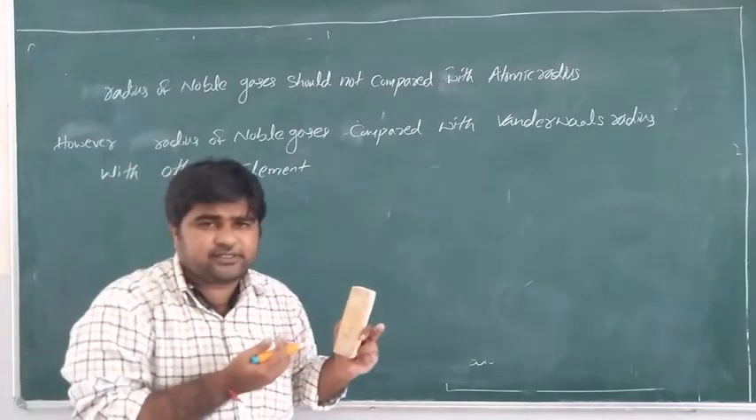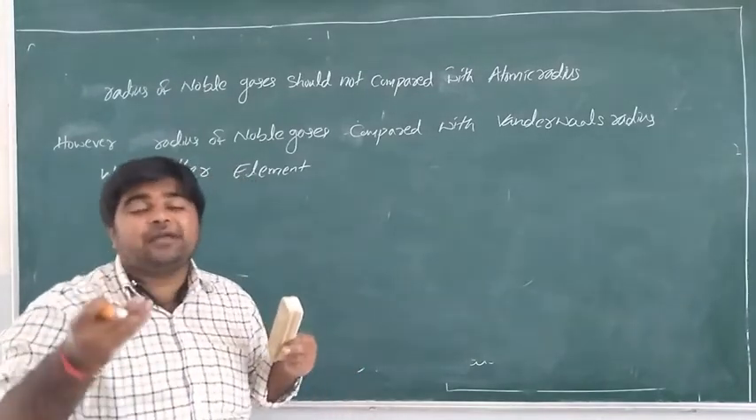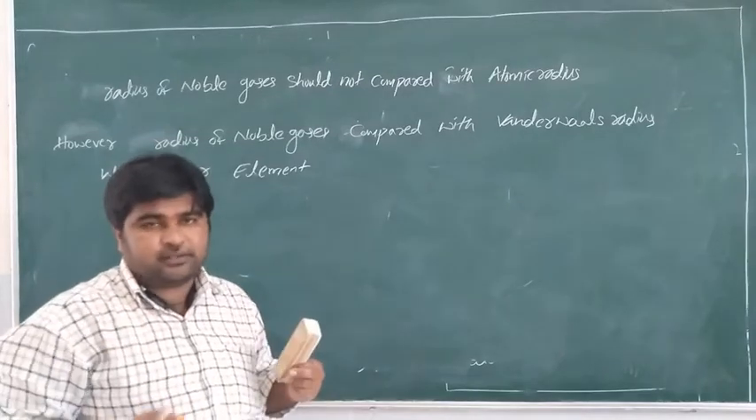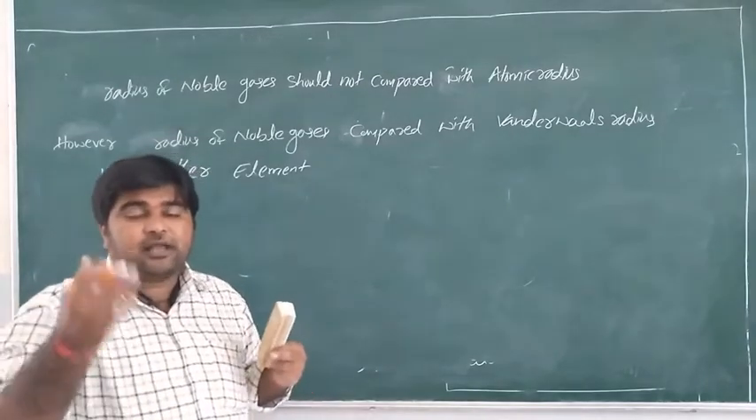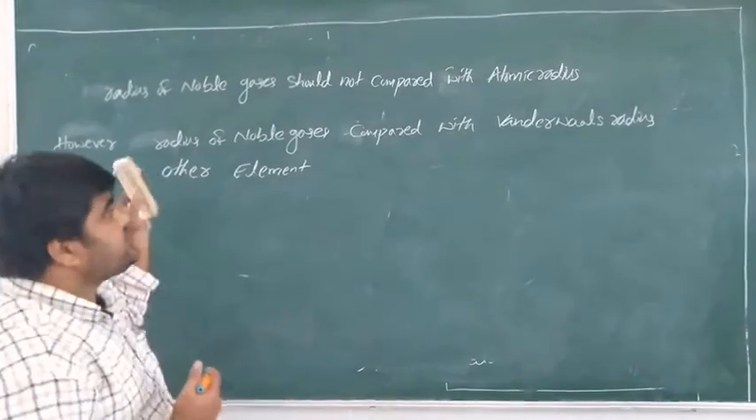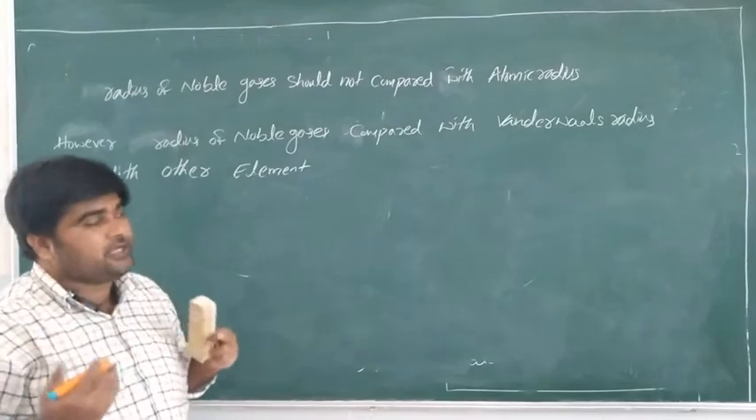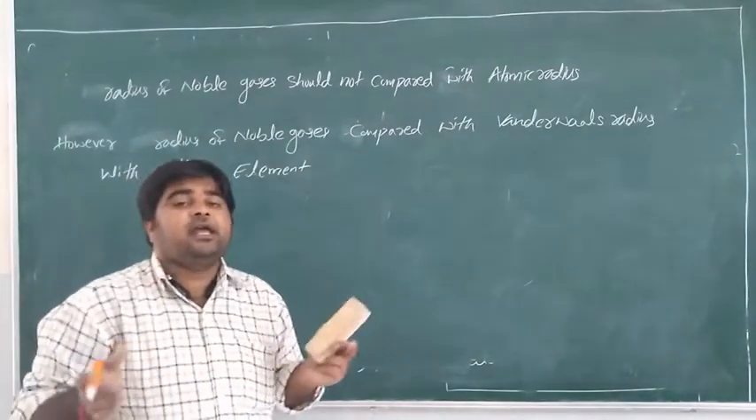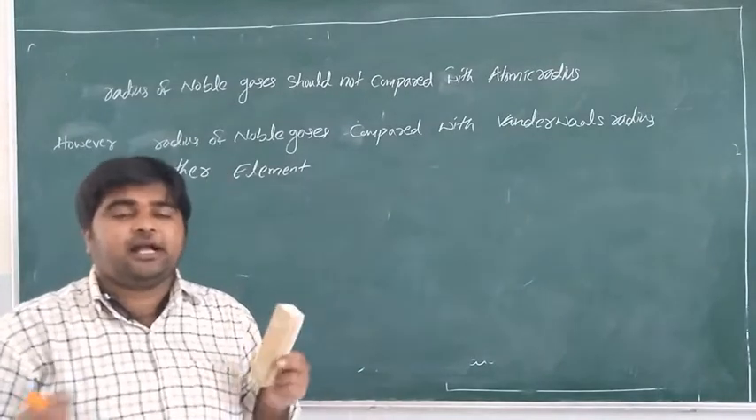What are the noble gases? Group 18 elements: helium, neon, argon, krypton, xenon, and radon. These are group 18 elements, which are called noble gases. The radius of the noble gases should not be compared with atomic radius because it is a very large atomic radius.